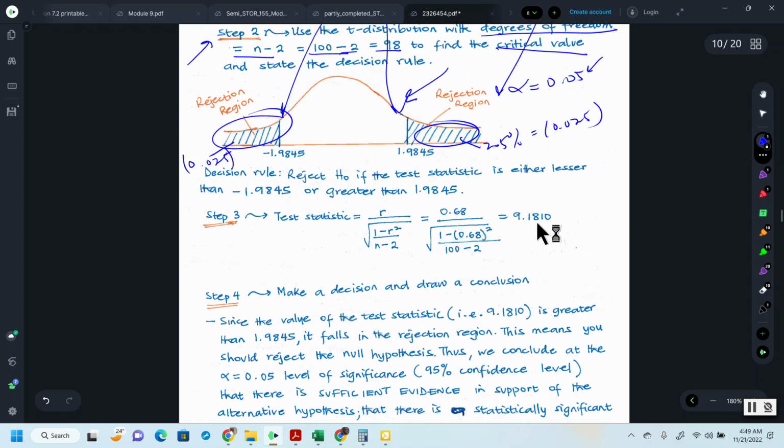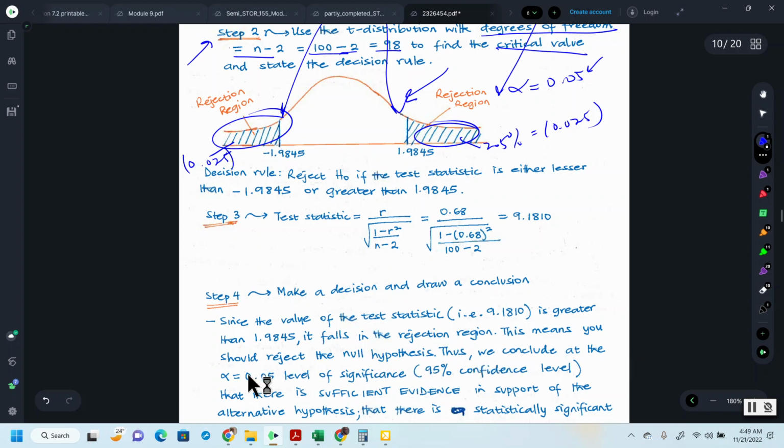And I'm going to make a decision. How do I make a decision? To reject or not to reject the null hypothesis. Where does 9.1810 fall? It falls in the area above 1.9845 on the number line because it is bigger. So since the value of the test statistic is greater than 1.9845, it definitely falls in the rejection region. Anytime the test statistic value falls in the rejection region, this means you should reject the null hypothesis.